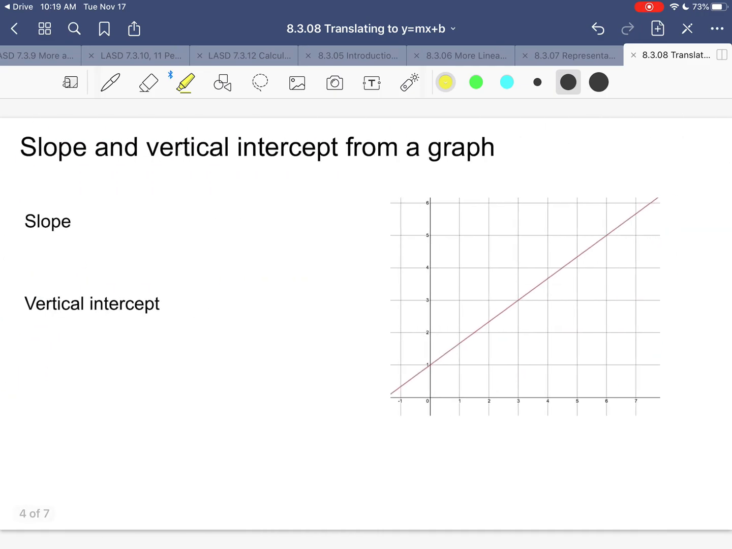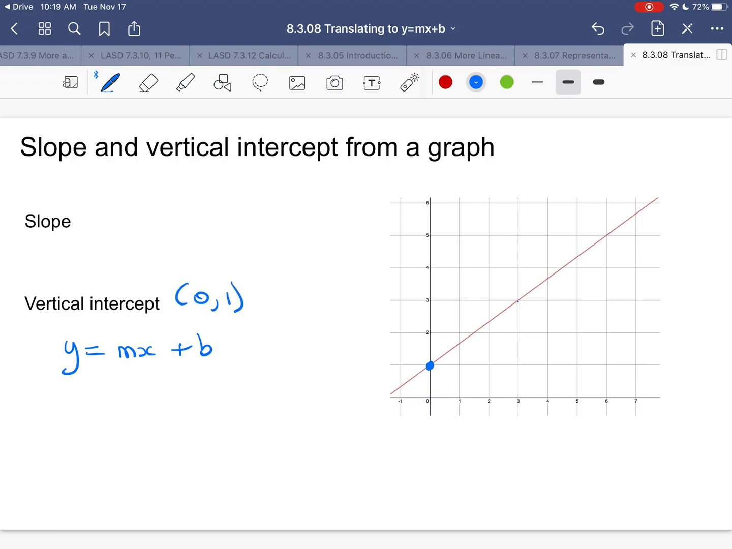So let's look at writing an equation based on this graph. We're going to write in the form y = mx + b. So we need to know the slope and the intercept, the vertical intercept. The intercept is here and it's at (0, 1).